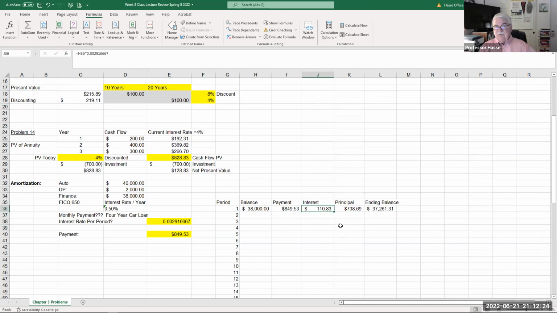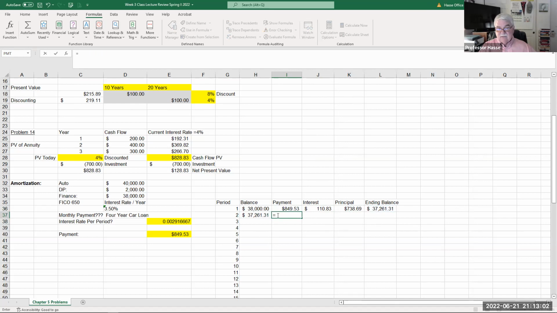So the principal amount of my payment, the very first payment on this car loan of $849.53, is going to be subtract out the interest. That's the principal payment of my loan. So that means at the end of the first month, if I send my payment to the bank or the credit union of $849.53, my balance at the end of that first payment is $37,261.31, the principal from the outstanding balance. So now what I do is I bring that balance down to here.